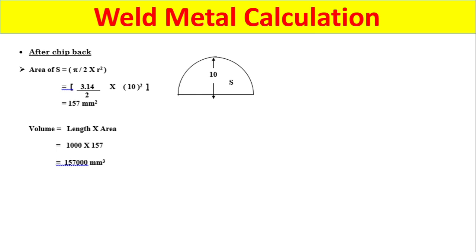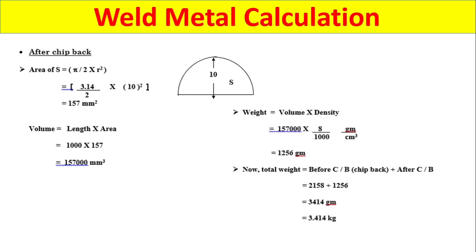Area of S is 5 by 2 into r square, 3.14 by 2 into 10 square, 157 mm square. So this is the area, the pi by 2 volume into length into area. Same way, you can get the weight here. How is it coming? Density, the total weight, is the same as the previous one.